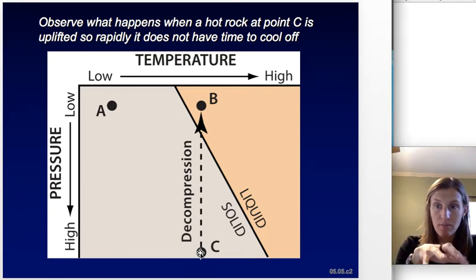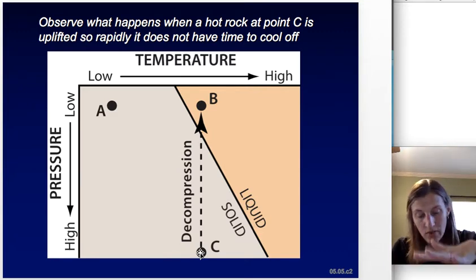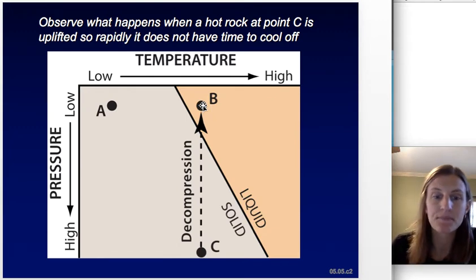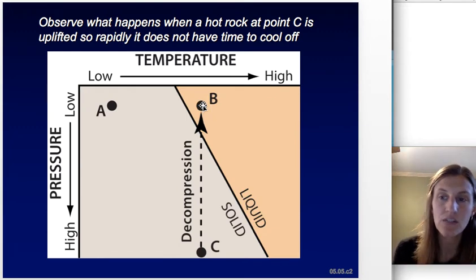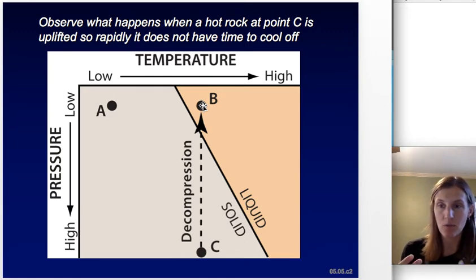have the rocks that were above them now gone. They've been pulled apart, and so you've taken off that overlying pressure. You take the pressure off, and the temperature hasn't changed at all, but the pressure has gone down. What happens then is that leads to melting, and we call that decompression melting. It's being uplifted to the surface faster than it has time to cool off.